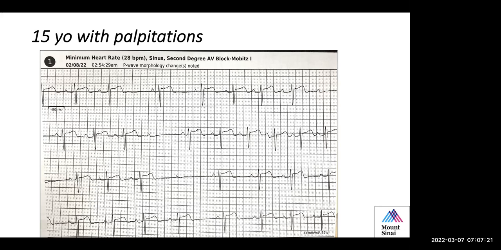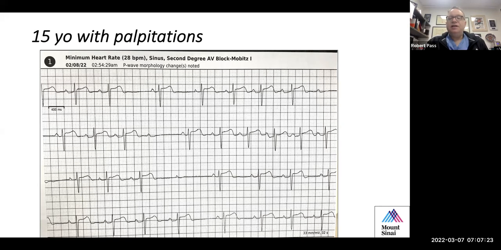And sometimes people call a third type of second degree block, which is 2-to-1 conduction. But 2-to-1 conduction really is either Mobitz I or Mobitz II. It's just that you typically can't tell on a surface electrocardiogram, or you need other beats to inform the diagnosis. So typically people will say there's Mobitz I, Mobitz II, and then a 2-to-1 block. And in this case, we have Mobitz I.